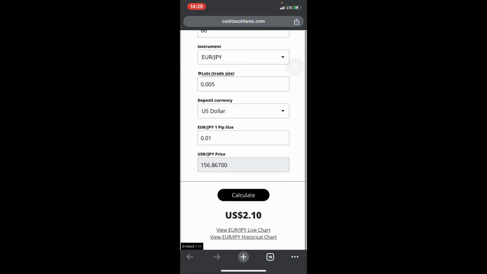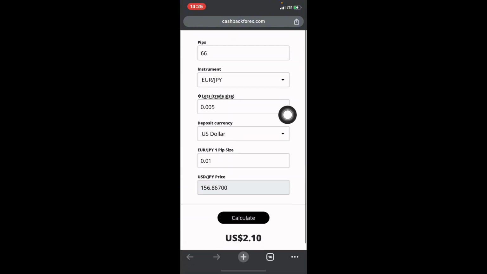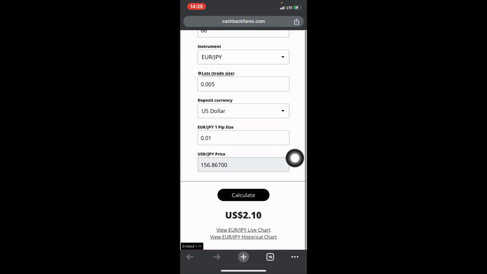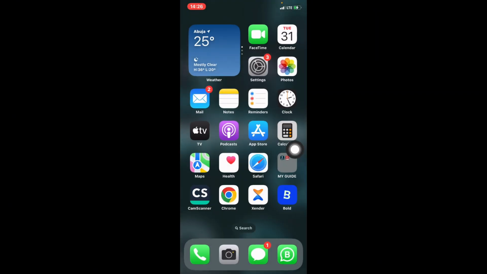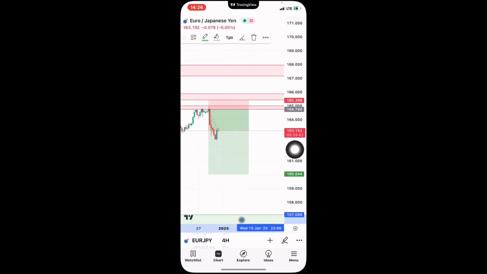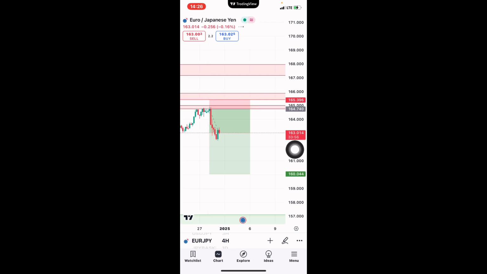So let's say 0.005, you can see. If I lose the trade, that's if the trade hits stop loss, like I showed you guys, this is what I'll be losing. Let me go back to show you guys. This video is supposed to be brief.